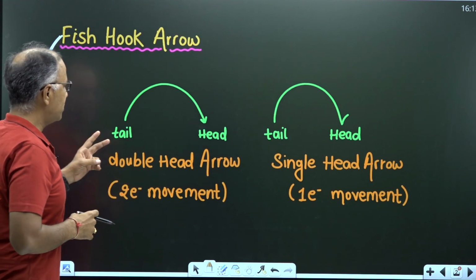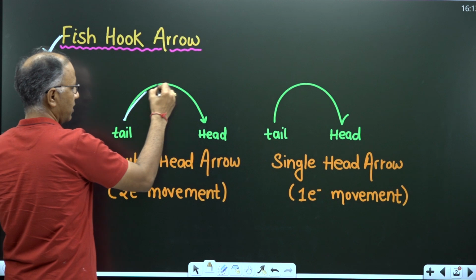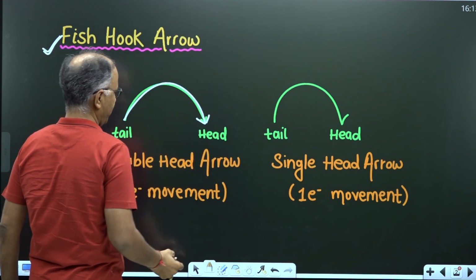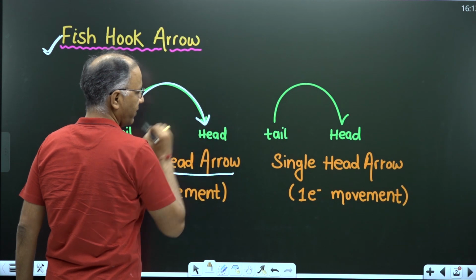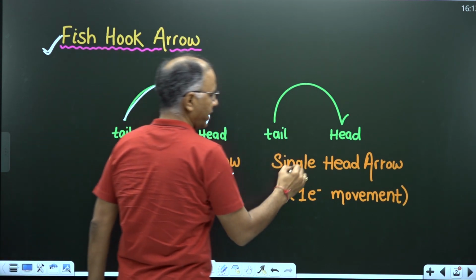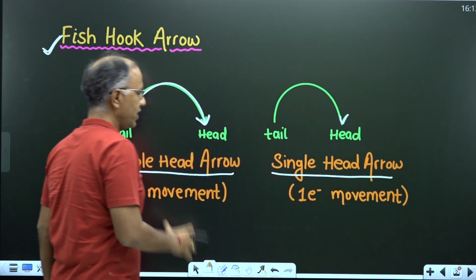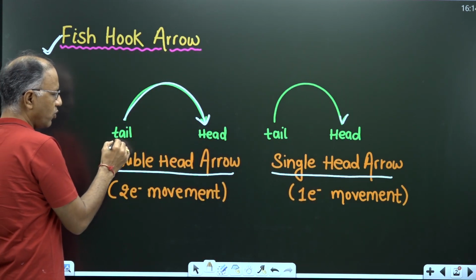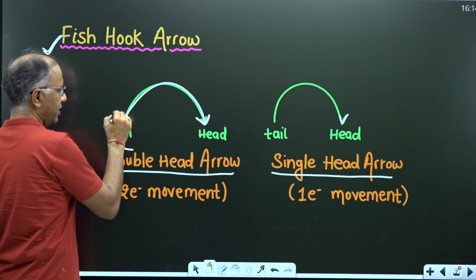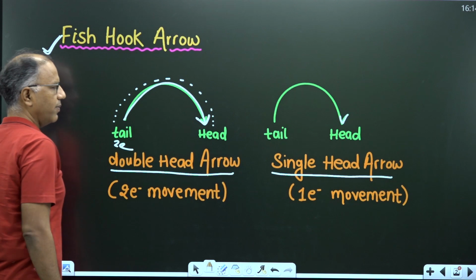Now these two arrows, what is the difference between these two arrows? The first arrow represents movement of two electrons. It is known as double-headed arrow. These two represent double-headed arrow, and this is known as single-headed arrow. Now what is the meaning of double-headed arrow? Movement of two electrons. Two electrons move from tail to head. These two electrons will move from tail to head, which is known as double-headed arrow.